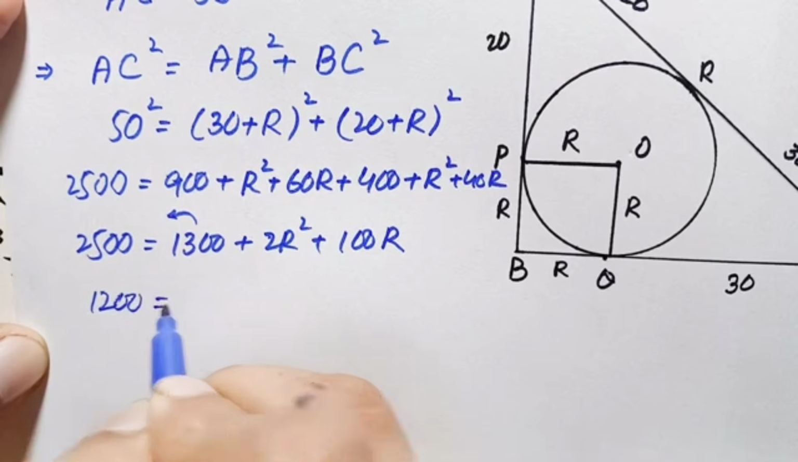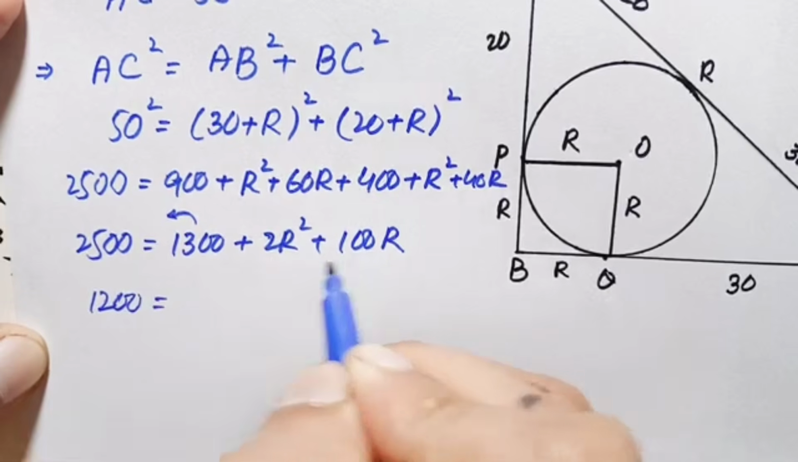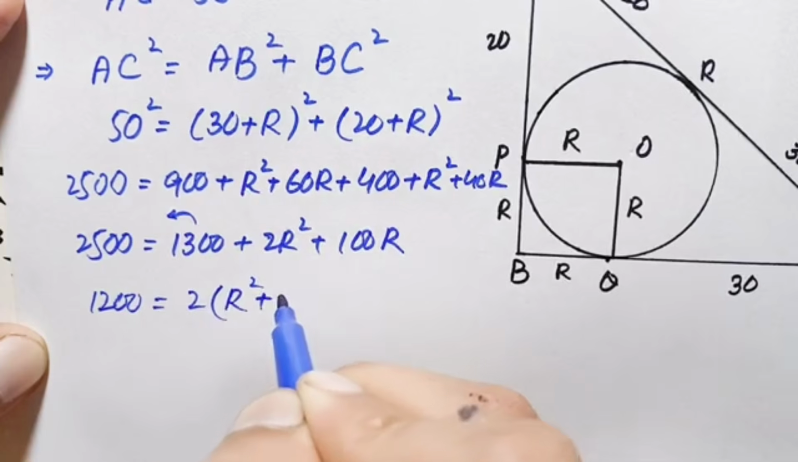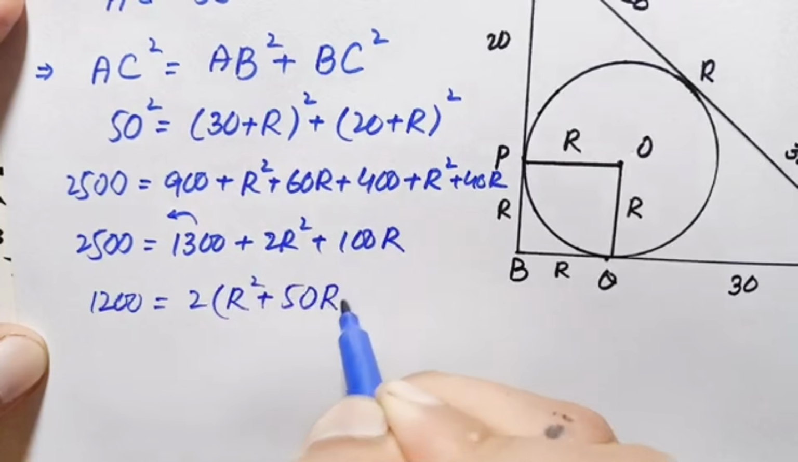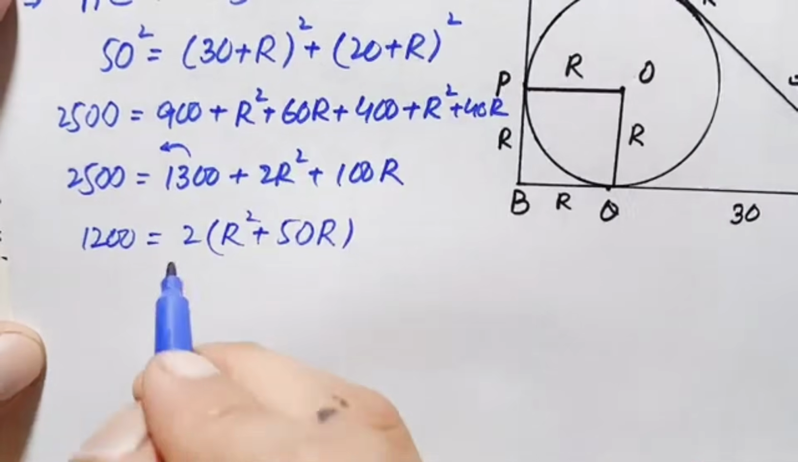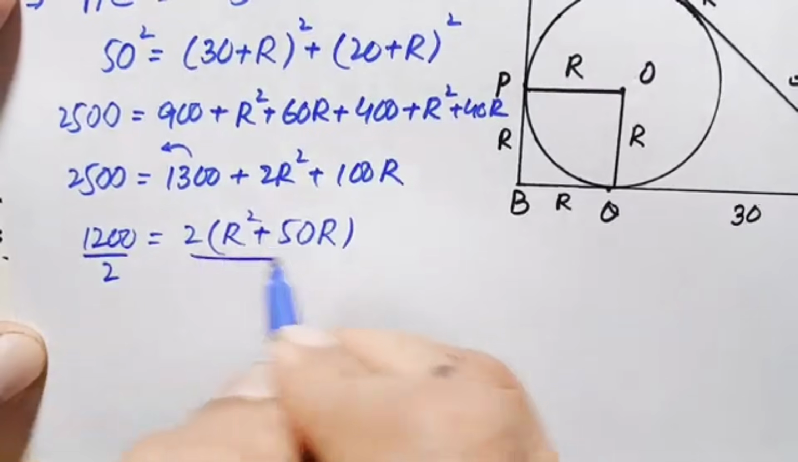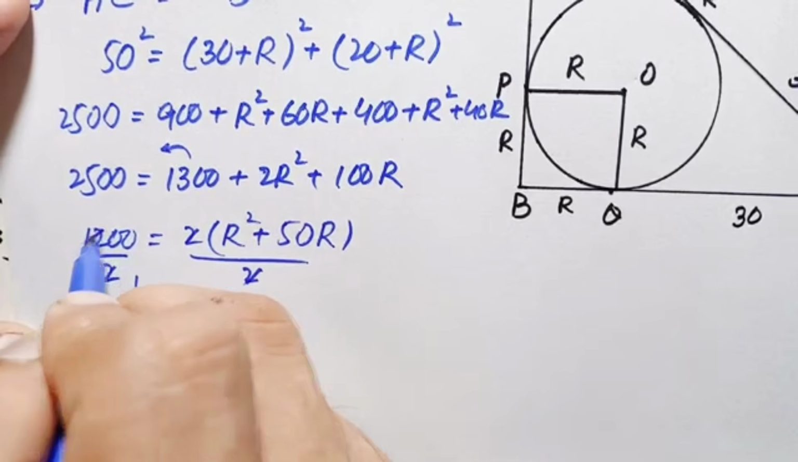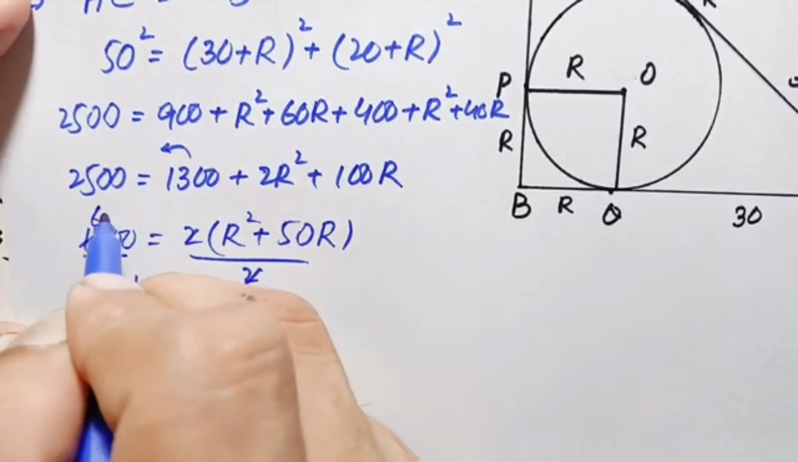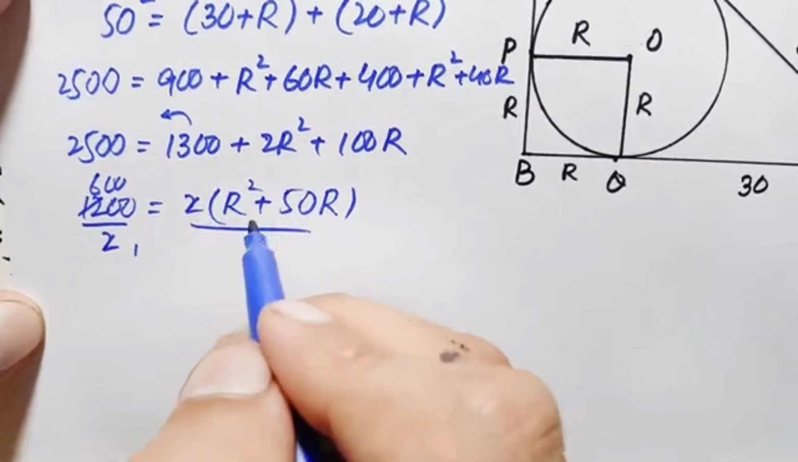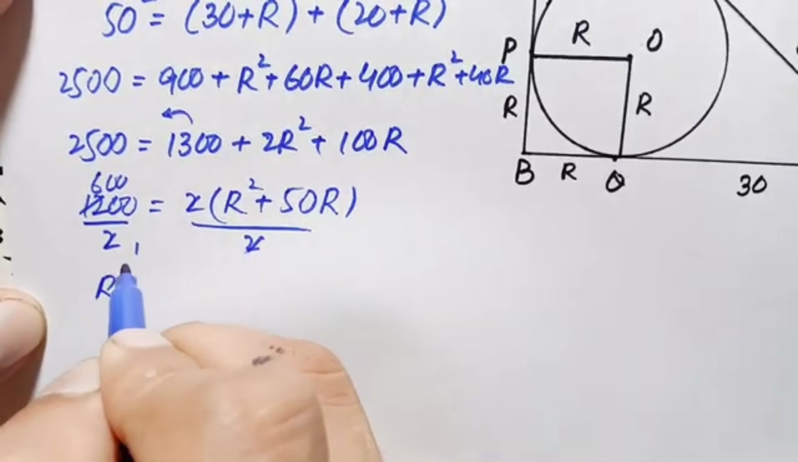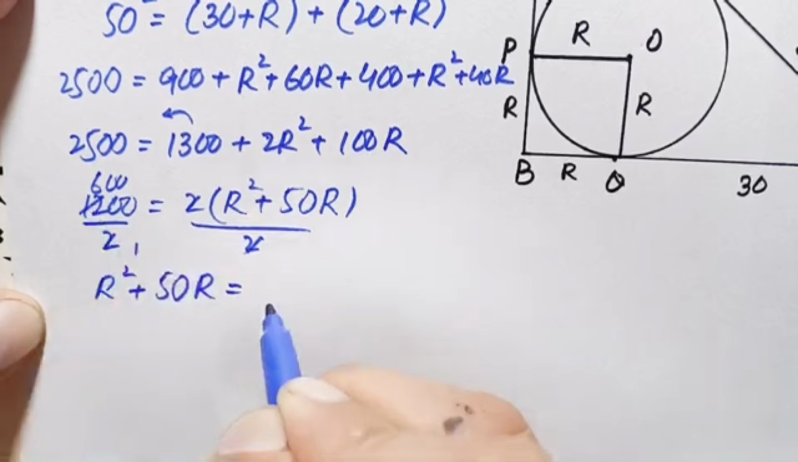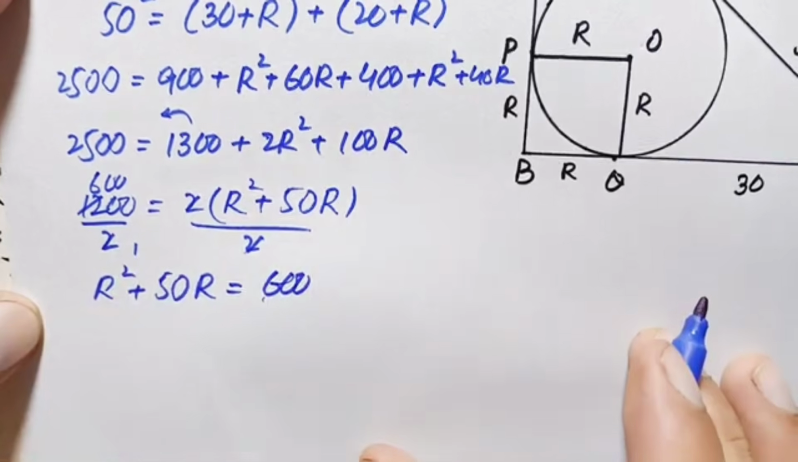1200 is equal to, now from here we will take 2 common, so this will become R square plus 50R. Then let's divide both sides by 2. Here this 2 and this 2 will be cancelled, 2 times 1 is 2, 2 times 6 is 12, it will become 600. So the value of r square plus 50r will become 600.